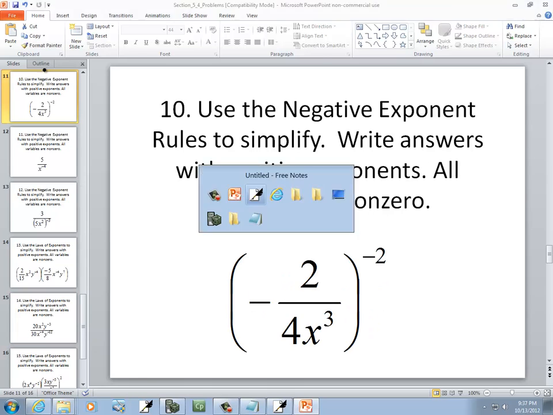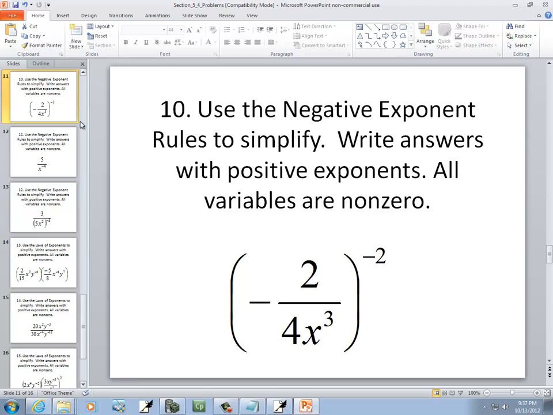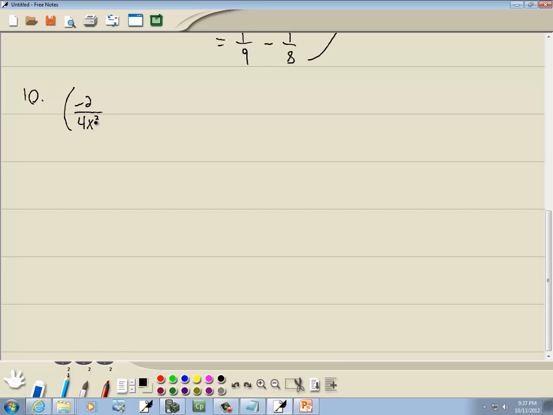Let's take a look at this one. Got negative 2 over 4x to the third, to the negative 2 power. Now we had a property I wrote up at the very beginning, said if you have a fraction to a negative power, you can flip the fraction. So this becomes 4x to the third over negative 2 to the positive 2 power. Well, I can do a little bit of simplifying in here. 4 divided by negative 2 gives us negative 2, and the x to the third remains.